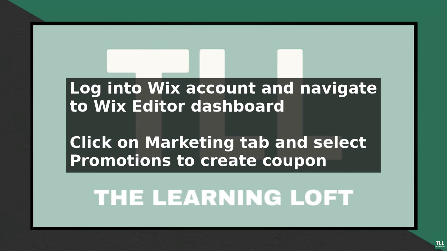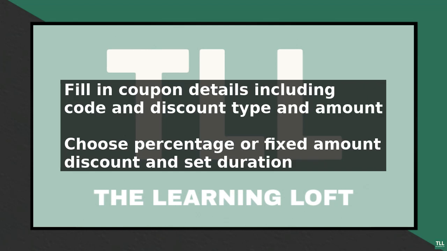Next, fill in the details of your coupon, including the code, discount type, and amount. You can choose from a percentage or fixed amount discount, and set the duration of the coupon. You can also specify which products or collections the coupon applies to. Once you have filled in the details, click on the Save button to create the coupon.